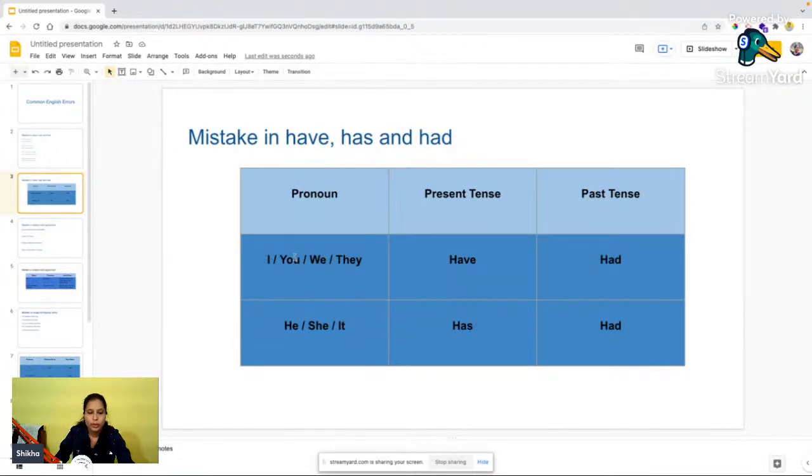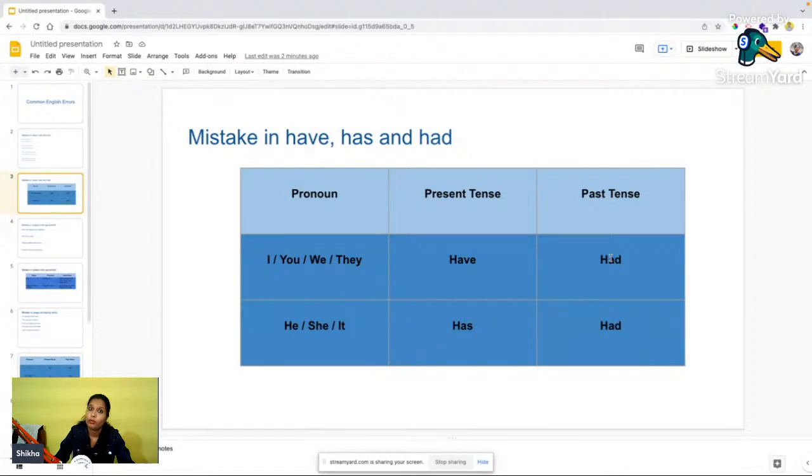The moment we are using I, you, we, they, or any kind of plural subject, we will use have. And if we are using he, she, it, or the name of a particular person, in that case we will use has. Now you will be thinking, when do we use had? Had remains the same for all subjects, since we use it only for past tense.